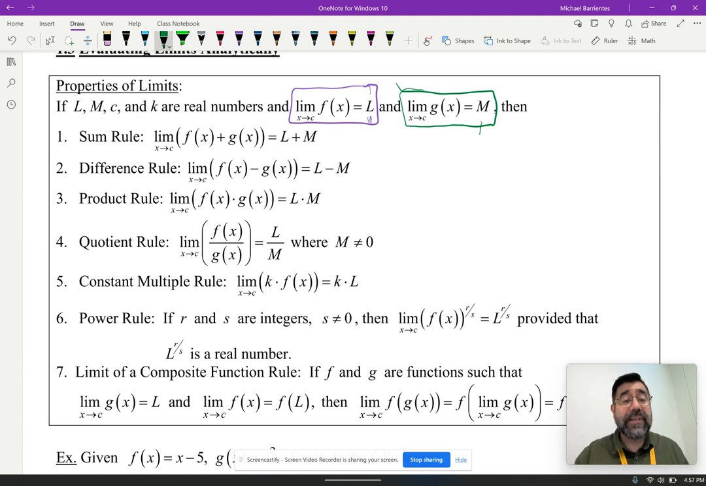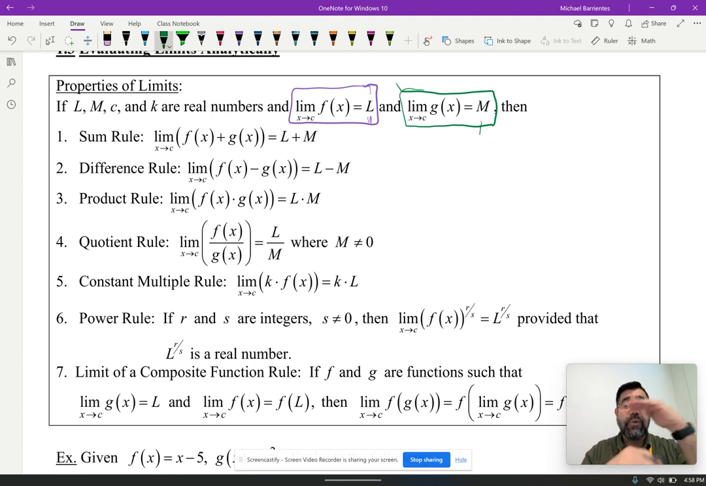The rule that says if I'm taking the limit of two functions being added together as x approaches the same number, I can just take the limit of the first function, take the limit of the second function, and as long as those limits exist, I can just add them together. Same thing with subtraction, right? I can find the limit of two functions being subtracted as x approaches the same number c by taking the limit of the first part, getting an answer, taking the limit of the second part, getting an answer, and then subtracting those. It works as well for the product of two functions.